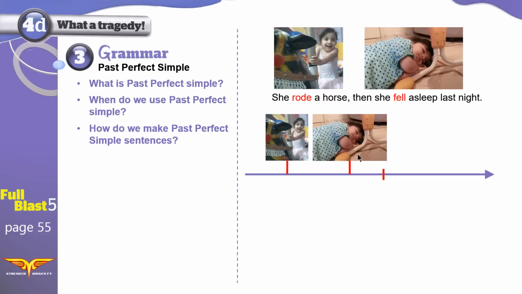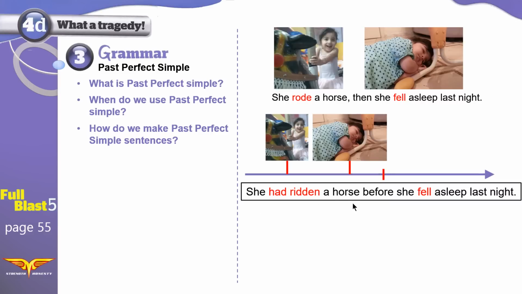Okay. Past perfect simple is the smart way to repeat the sentence above. This sentence right here, she rode a horse, then she fell asleep last night, is the easy way to talk about what happened. This is for beginners. But you are advanced students. You are the best students in Saudi Arabia. Now I will show you the smart way with using past perfect simple. We say, she had ridden a horse before she fell asleep last night.